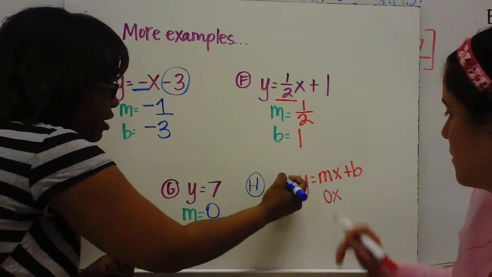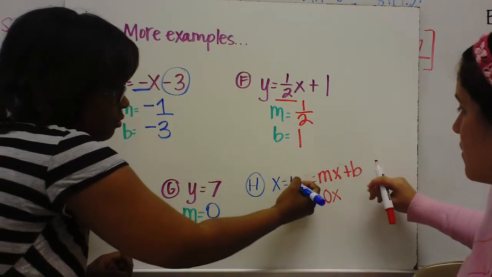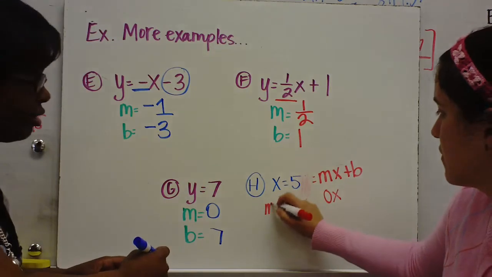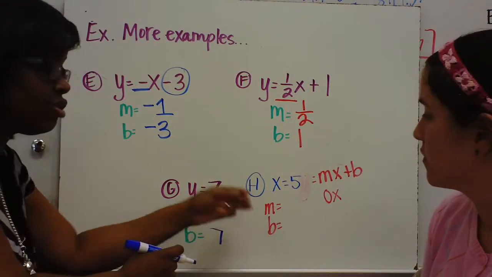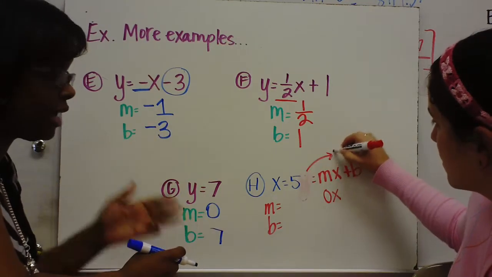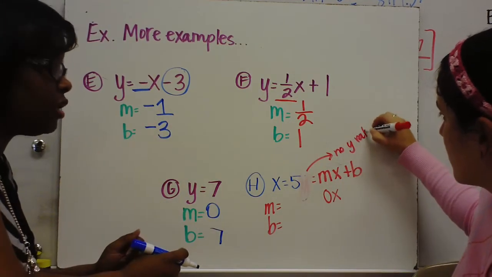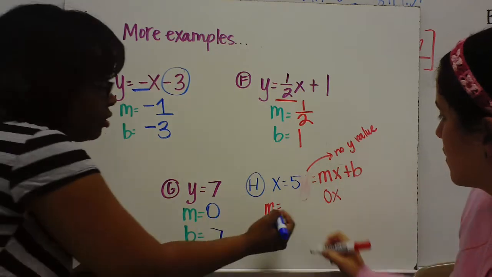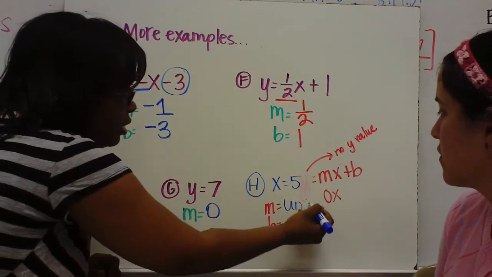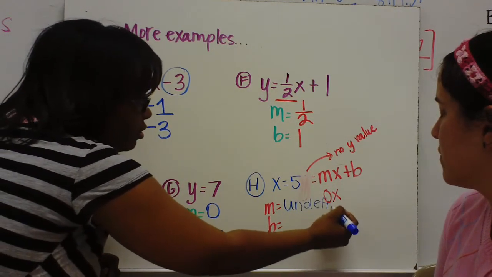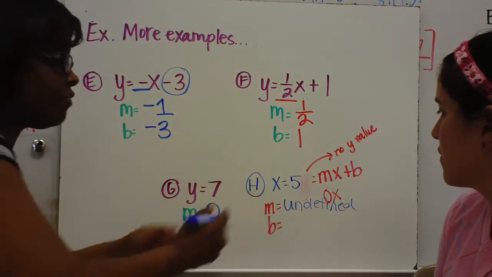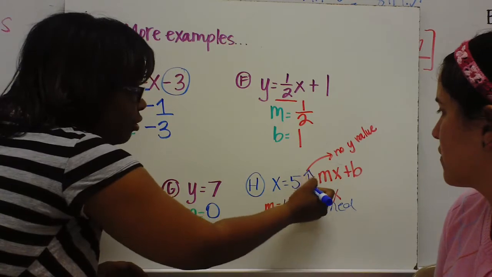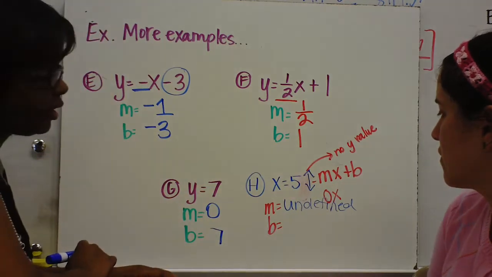Let's add h. And let's do x equals 5. Alright, so this again is a special case. In this case, there's no y value. We only have x equals. So anytime you only have x equals, your slope ends up being undefined. And we talked about 0 and undefined slope, because if we actually graph this, this is a vertical line.